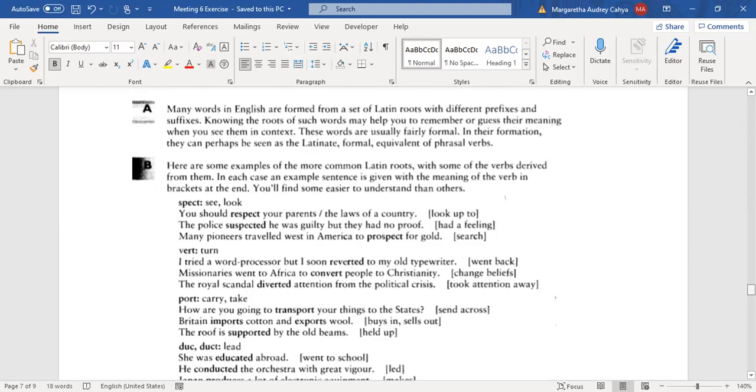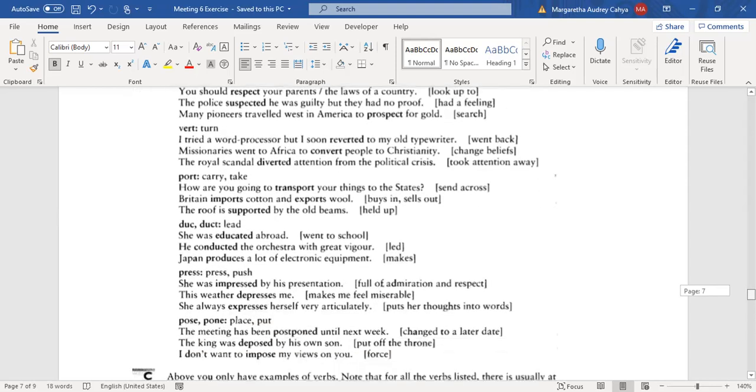Okay, then let's move on to the third, vert, turn. Jadinya itu pindah, ya, kayak bergerak, begitu. Move. And then the examples are reverted, went back. Dia bergerak kan? It's turning.